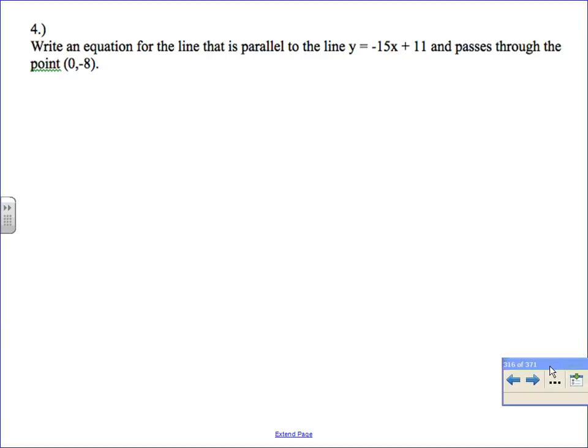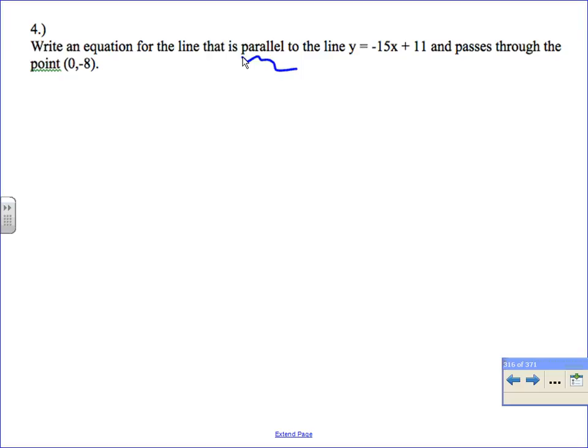These examples are a little bit different. They're still kind of similar. I want to go through these, and then I'm going to add in some more difficult ones when you're not always given the y-intercept. So first part says, write an equation for the line that is parallel to the line y equals -15x plus 11 and passes through the point 0, -8. First question, what does it mean for something to be parallel? Jeremy, what does it mean for something to be parallel?